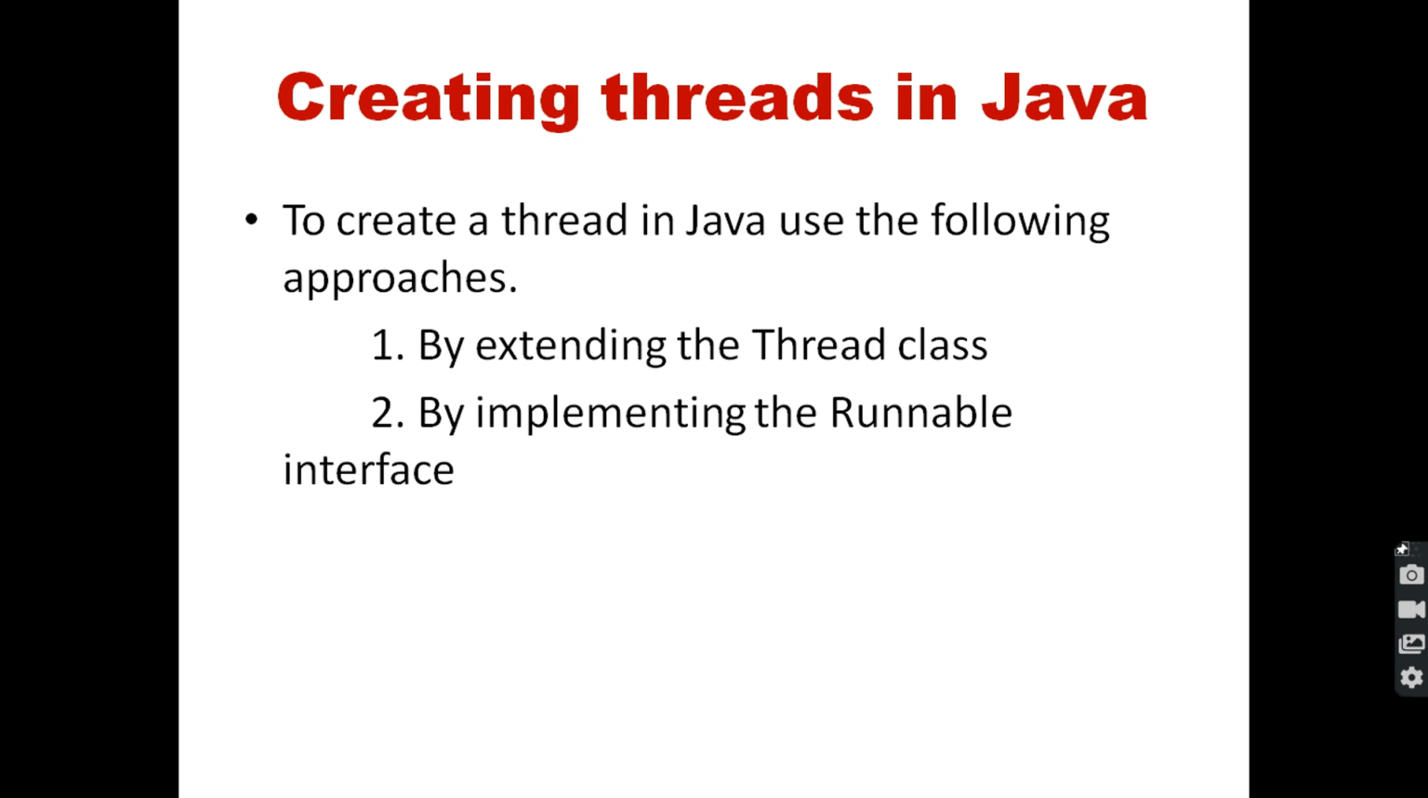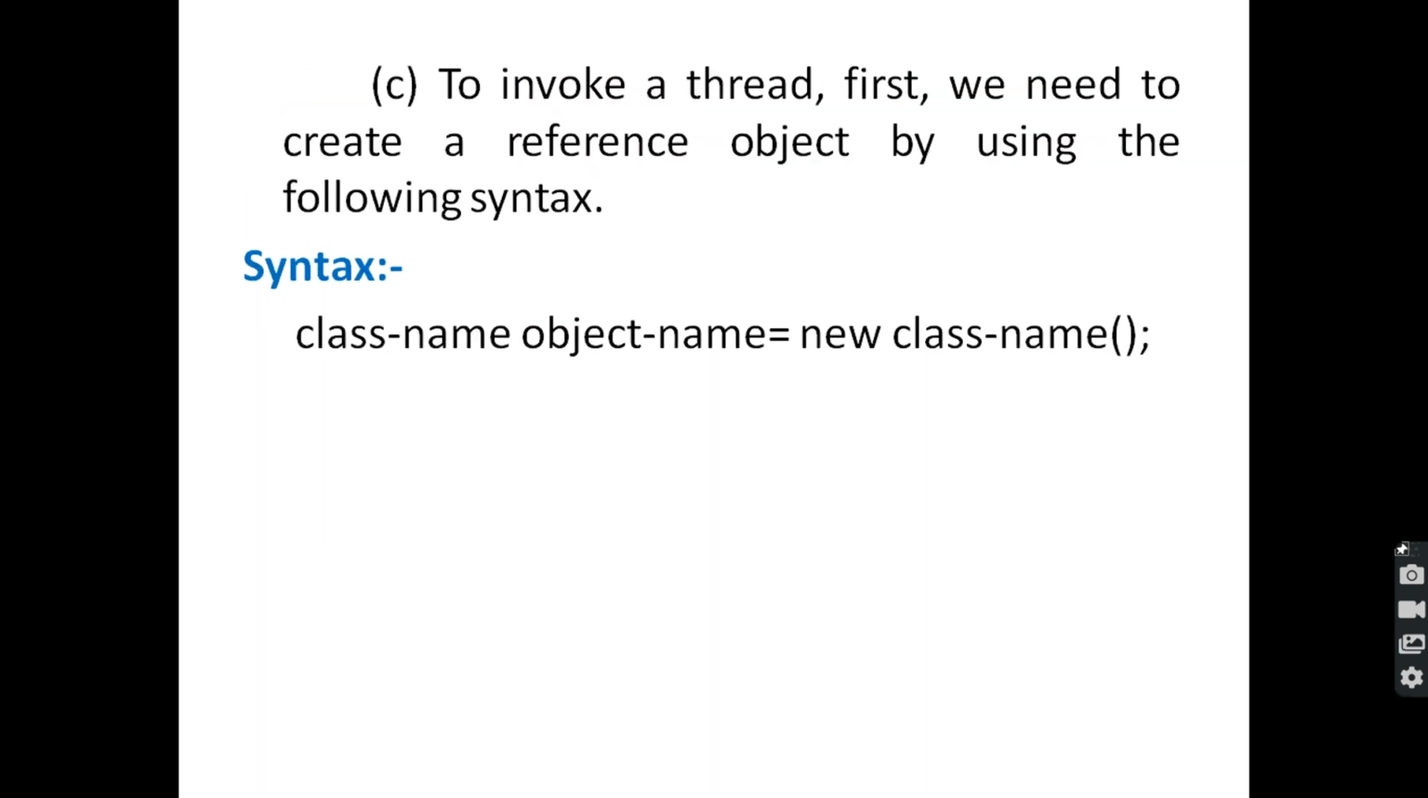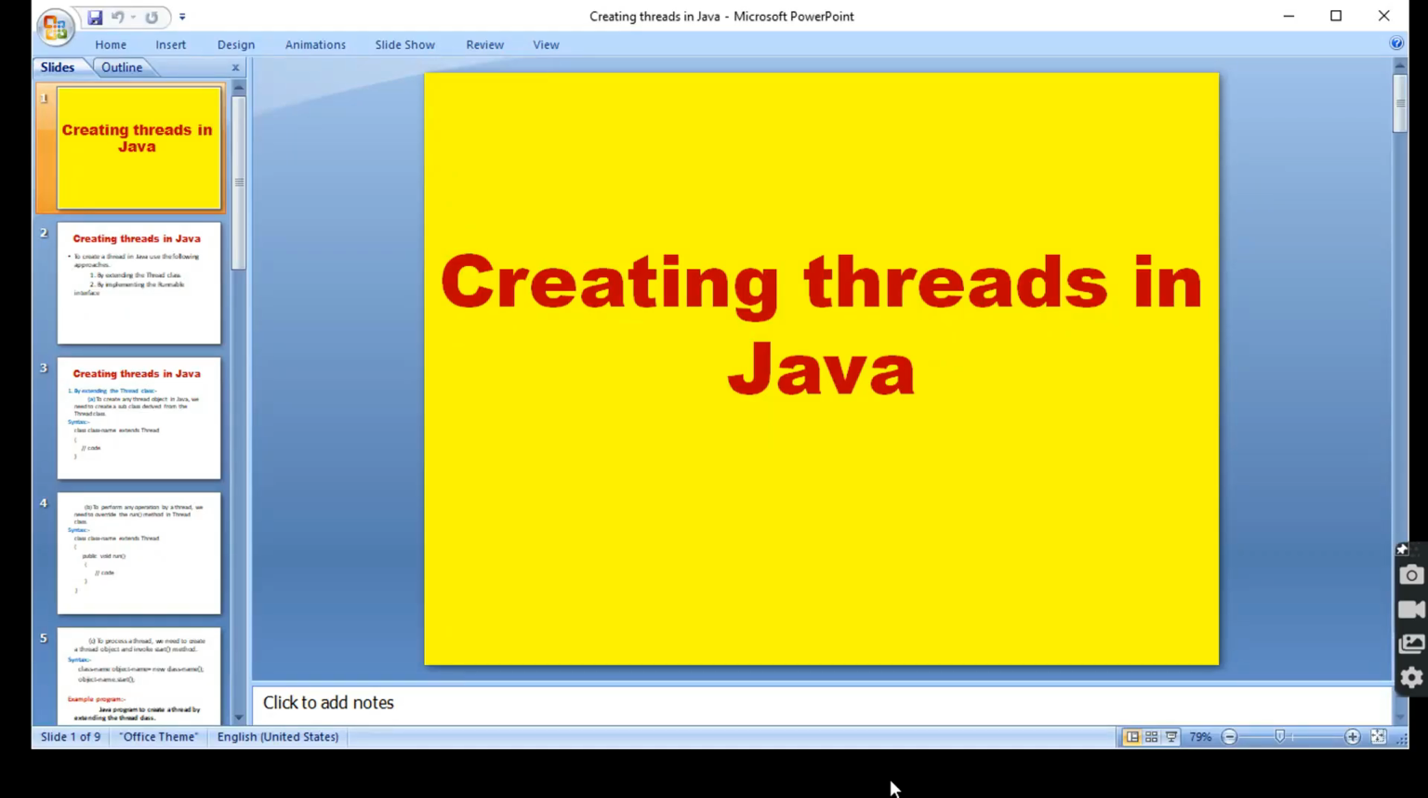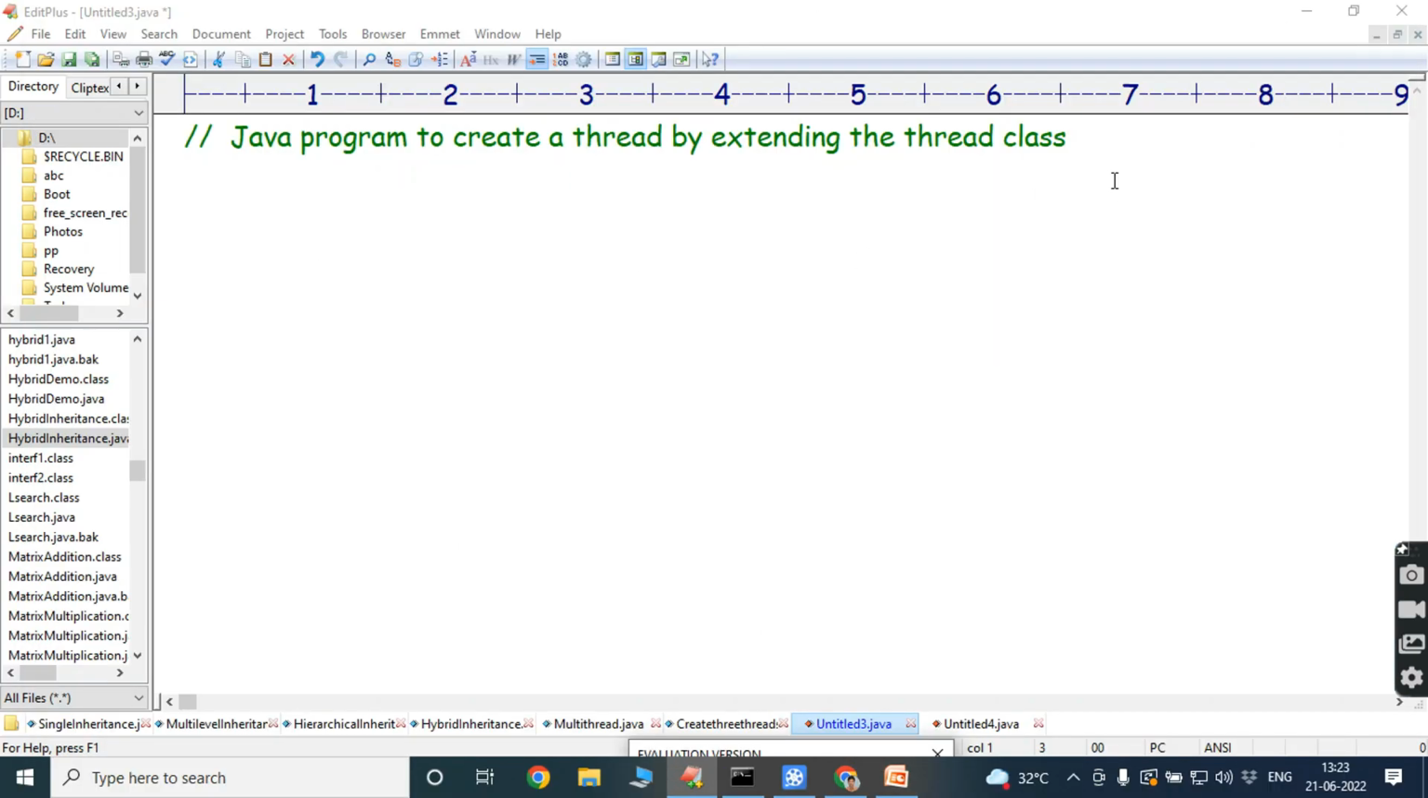Now, first we will see how to create threads by extending the Thread class. What are the steps we have to follow for creating threads using the Thread class? First, we create a class called Test. It extends the Thread class in the java.lang package. By using this statement, the Test class inherits the properties from the Thread class available in the java.lang package.